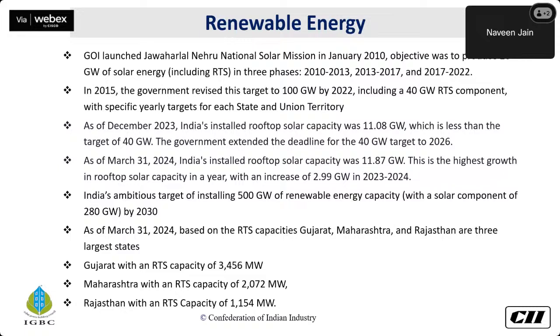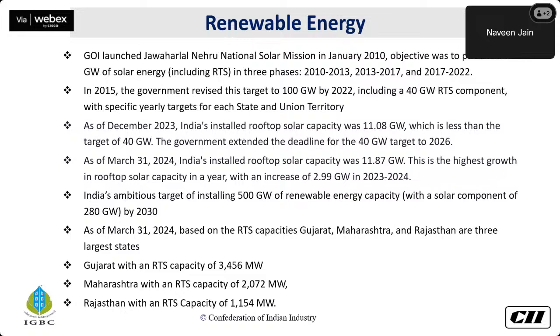But after seeing a lot of technology interventions and the affordability of renewable energy sources, majorly wind and solar, the government revised the target from 20 gigawatt to 100 gigawatt by 2022. A huge jump, and of this 100 gigawatt, 40 gigawatt should come from rooftop solar, because it has a huge potential. A study claimed that more than 600 gigawatt of solar energy can be generated from all the rooftops available in India.